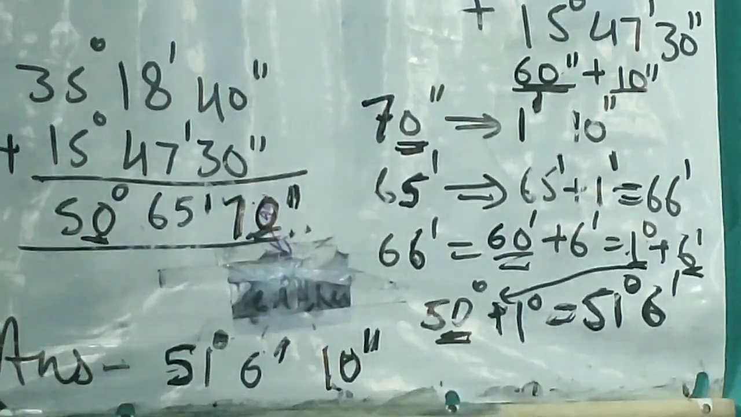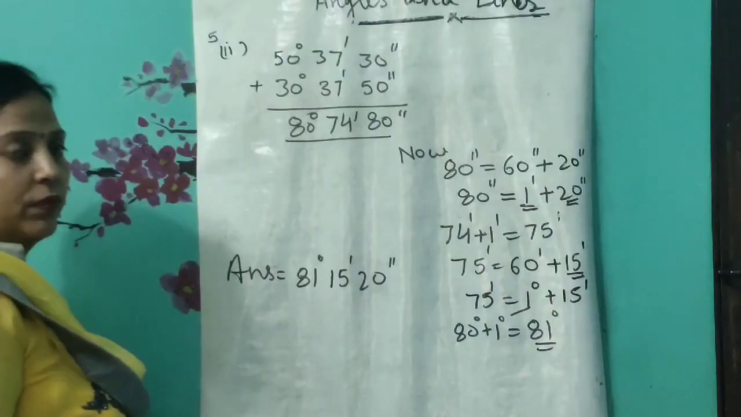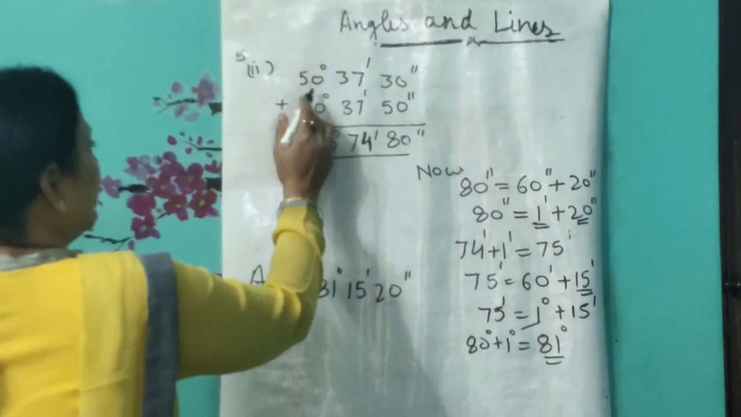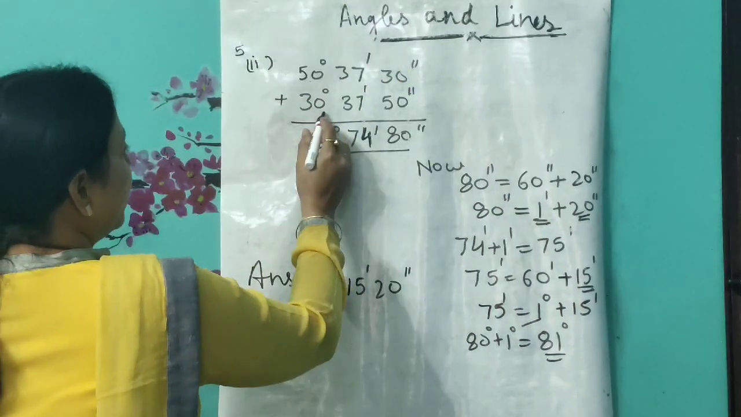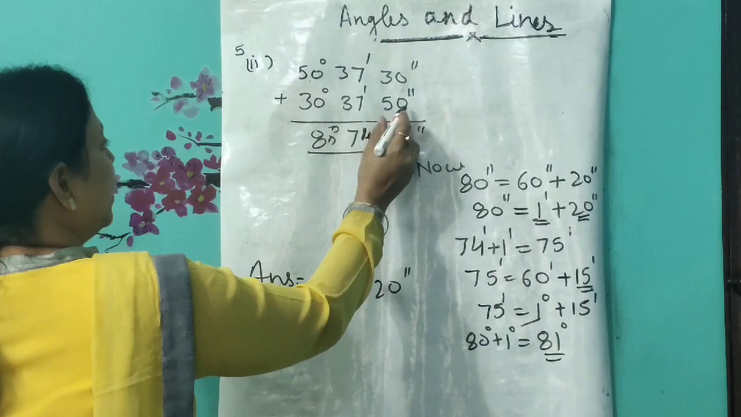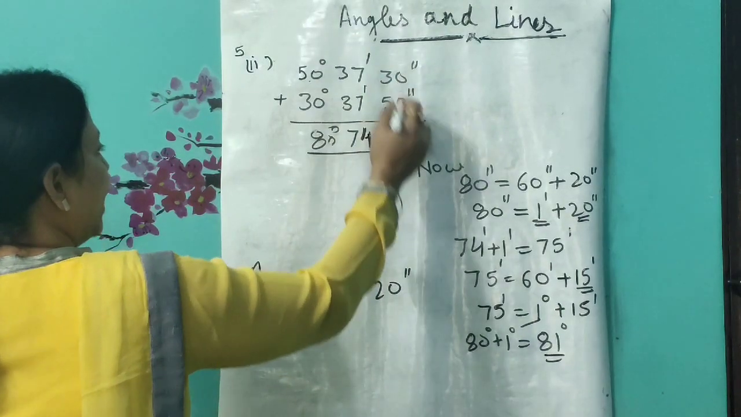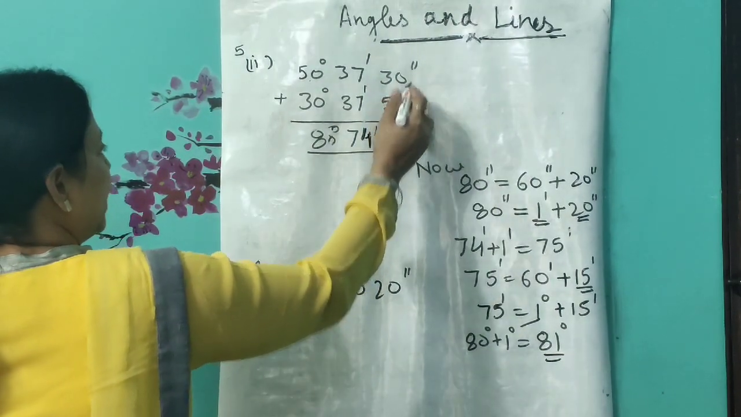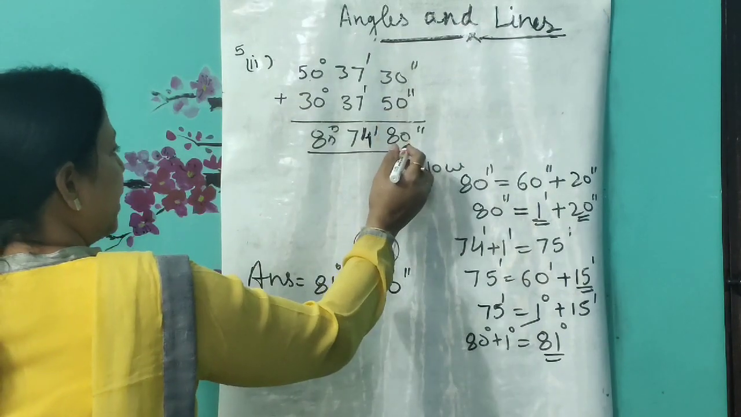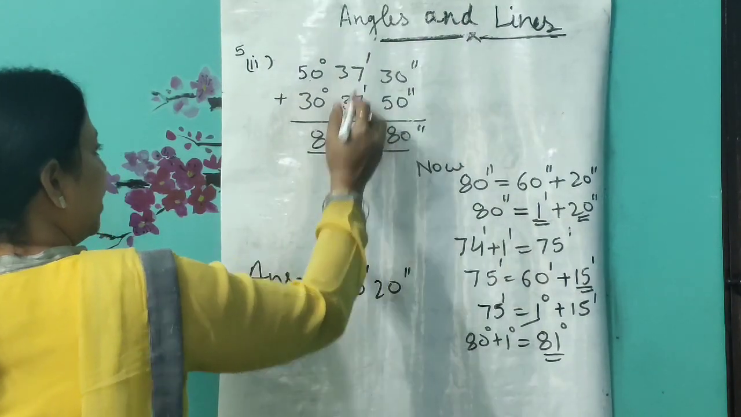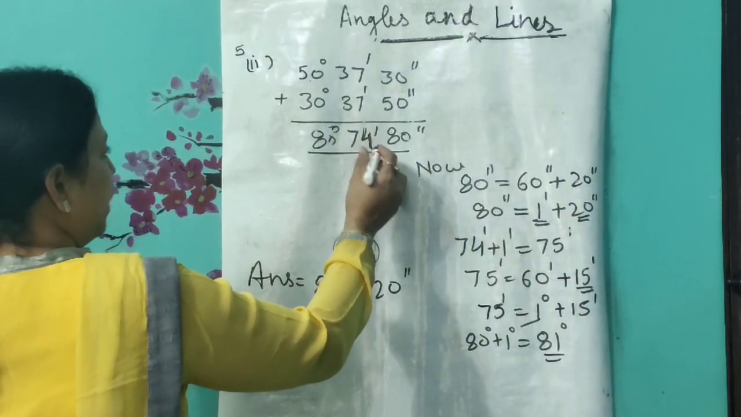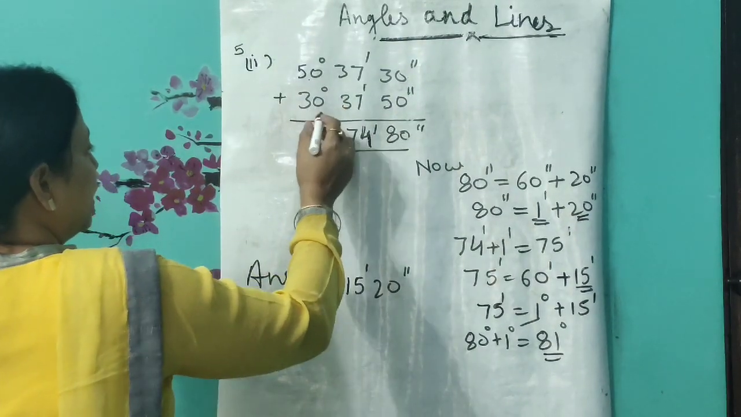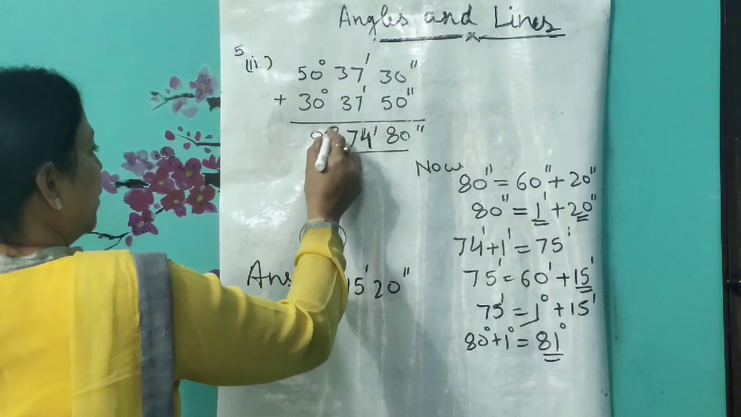Let us discuss one more example of that. 50 degree, 37 minutes, 30 seconds, and 30 degree, 37 minutes, 50 seconds. So now you will add first the seconds. 30 seconds and 50 seconds will be 80 seconds. 37 minutes, when you add, it will come 74 minutes. And 50 degree and 30 degree, it will come 80 degree.